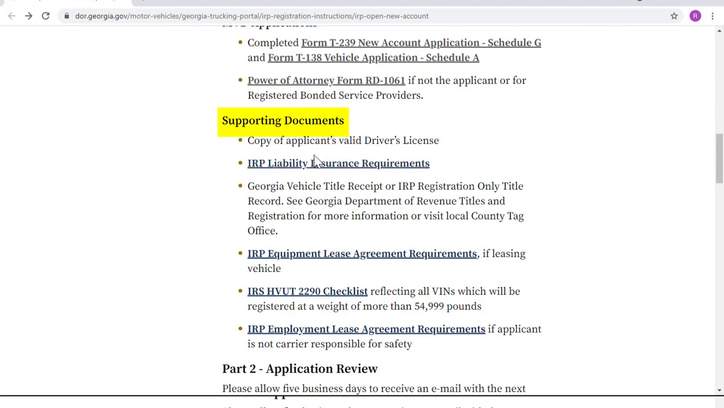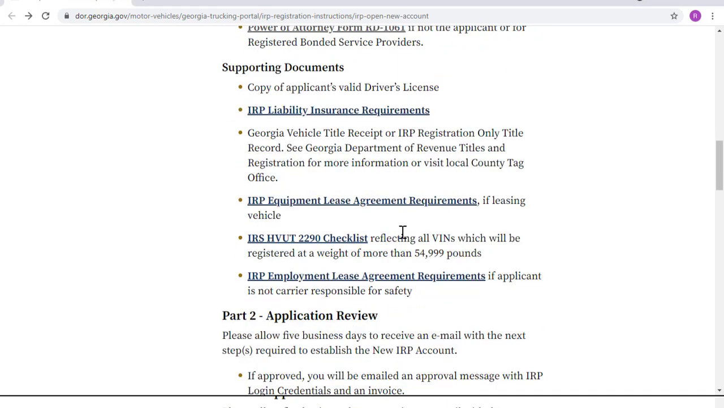If you don't have that, then it must be an IRP registration only title record. If that's not you, if you're not a registered only title record, then you're going to need a Georgia vehicle title receipt. This is proof. This Georgia vehicle title receipt is proof that this is a Georgia record, right? This vehicle is registered in the state of Georgia. Does that make sense, guys? Okay, good. Let's keep going.